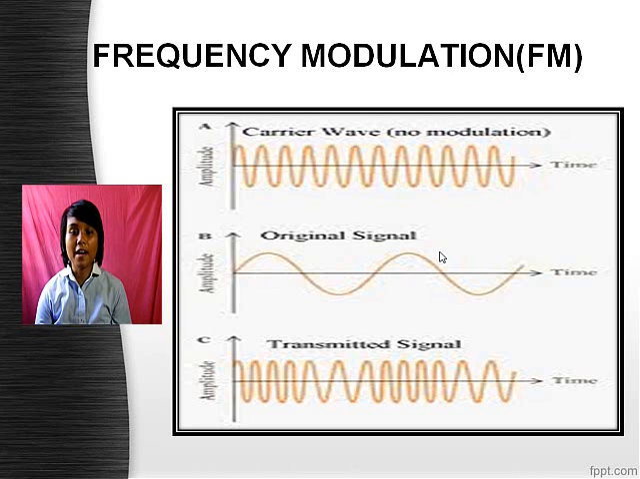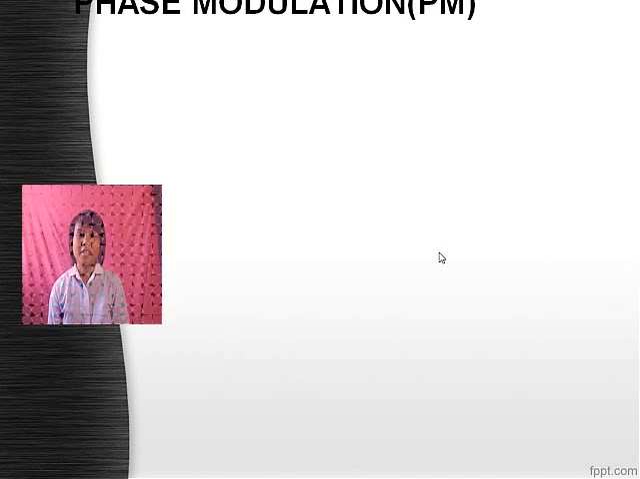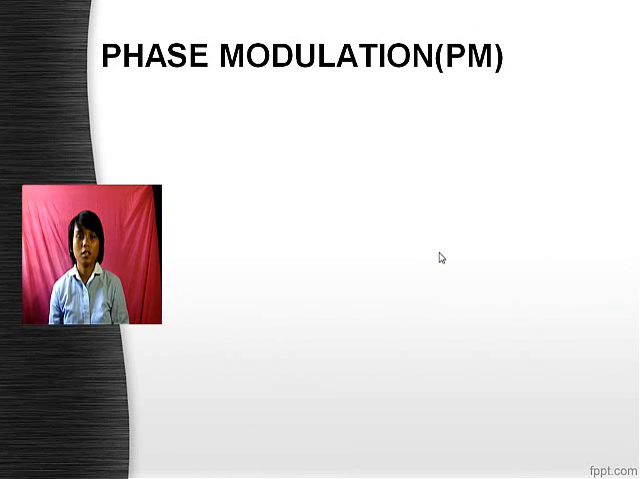Here in the diagram, A is a carrier signal wave, where you can see there is no modulation. B is the original signal which has to be modulated and can be seen clearly. And C is the transmitted signal, which you can see with different frequencies. And the next one is phase modulation.